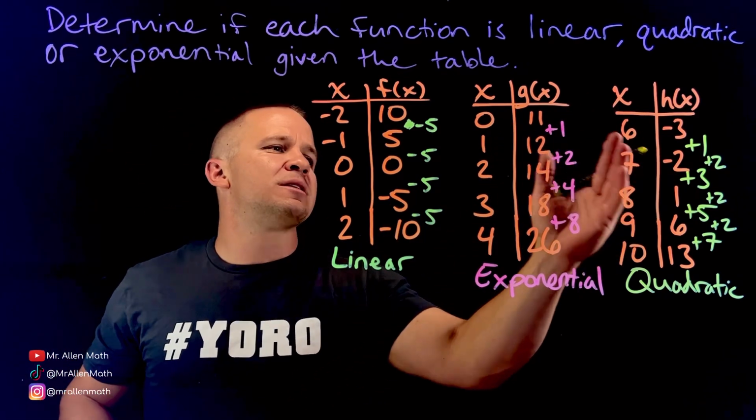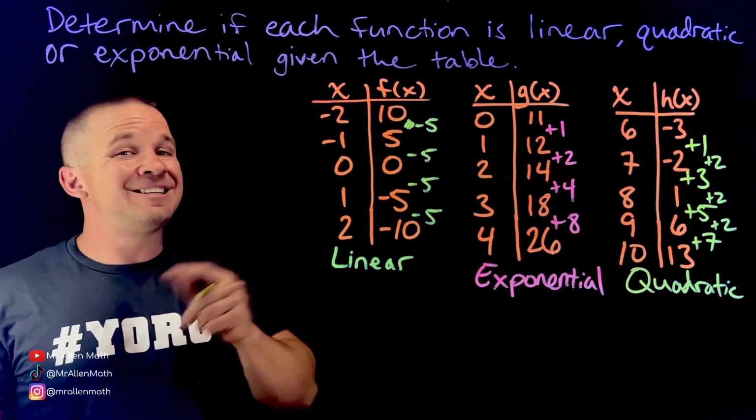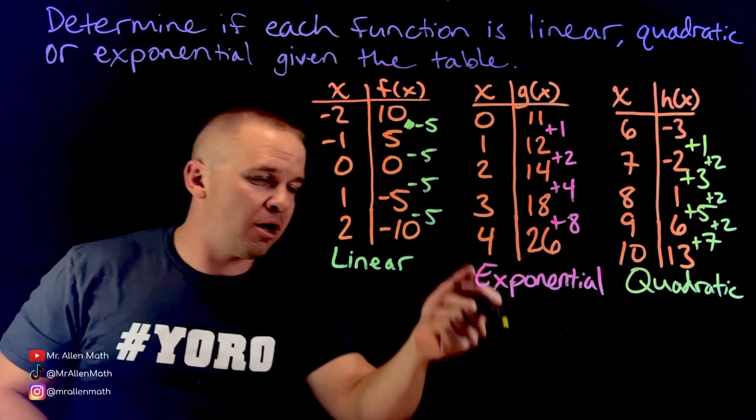The second difference being the same, in this case 2, 2, 2, is indicative of a quadratic function.